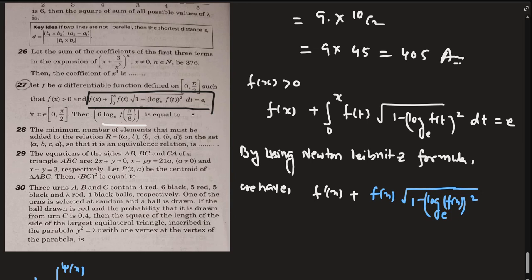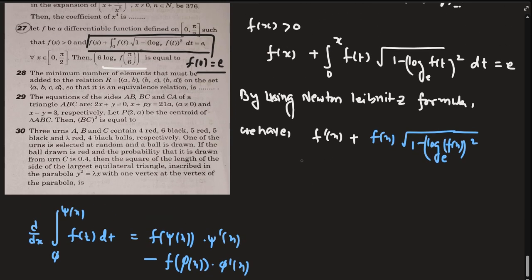But if you calculate f of 0, it will be e only. F of 0 is e. So the second part becomes 0 because the derivative of the lower limit is 0. So 0 times the derivative of 0 is 0. That's why this part vanishes here. Okay, now we have e only, and the derivative of e is 0.